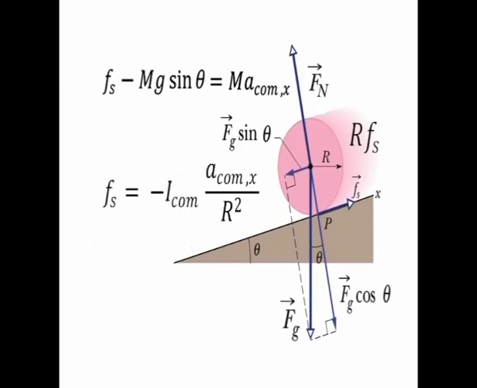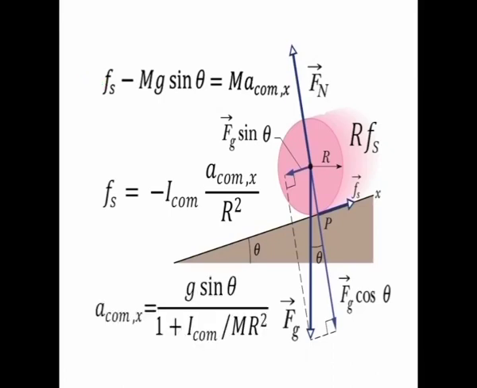Substituting the value of Fs in Newton's second law equation, Fs minus mg sin theta is equal to m a_COM,x, for components along the x axis, we get a_COM,x is equal to minus g sin theta upon 1 plus I_COM divided by m r squared. We can use this equation to find the linear acceleration a_COM,x of any body rolling along an incline of angle theta with the horizontal.